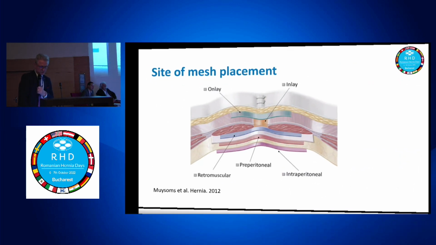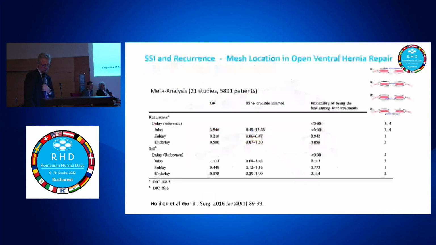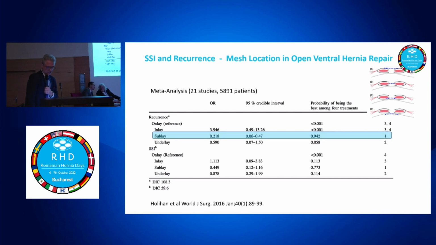Then you find open abdomen and all the different parts we already talked about. And the site of placement, of course, is already discussed. Should we rely on the best possible placement? It means the retrorectus repair in retromuscular position. Of course, we know that there are some papers looking at this location and especially regarding the surgical site infection rates as well as recurrences. And number one is the sublay mesh.